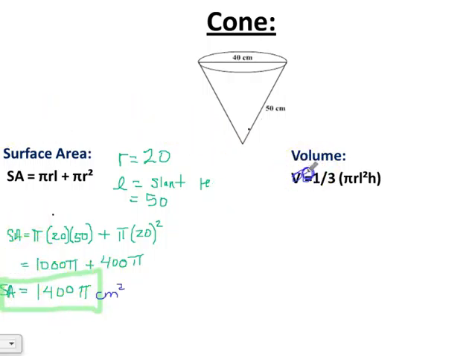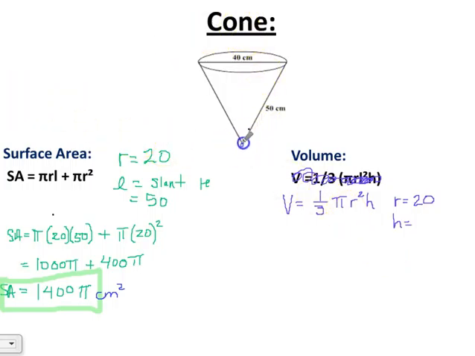Now let's go ahead and find the volume of the cone. And the volume of the cone, the formula is V equals, there was a mistake in the one that was up there, 1/3 pi r squared times the height. All right, so let's go ahead and identify the radius. We already did that. It's 20. We also need the height. What is the height of the cone?